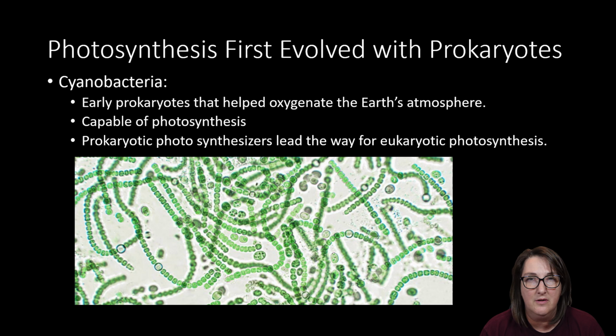So cyanobacteria is the first cell that started to photosynthesize and produce oxygen as a byproduct. These are going to be capable of photosynthesis, and these are going to be synthesizers that led the way for these eukaryotic photosynthesis organelles and cells.